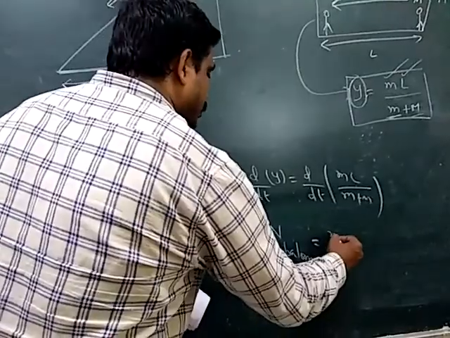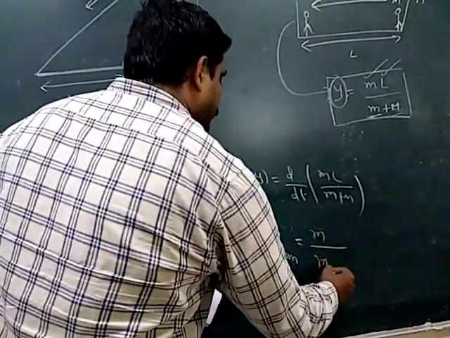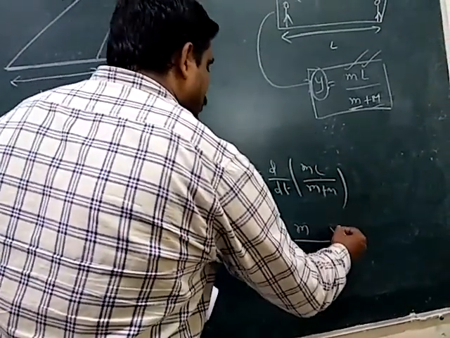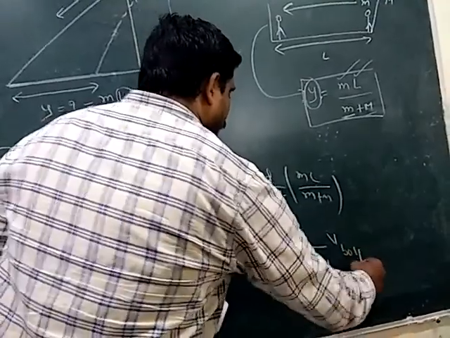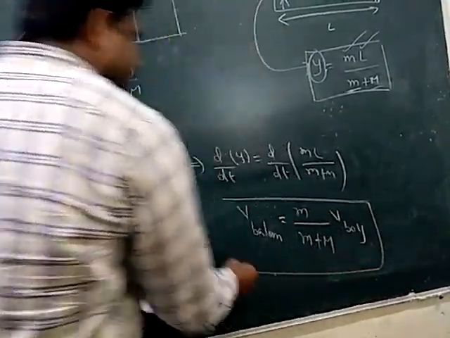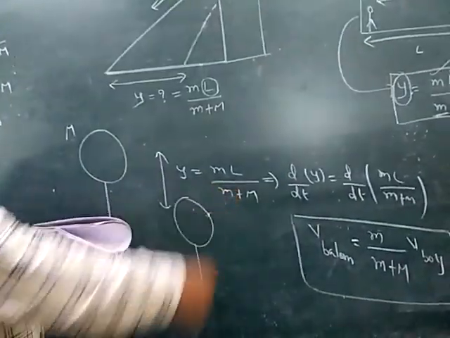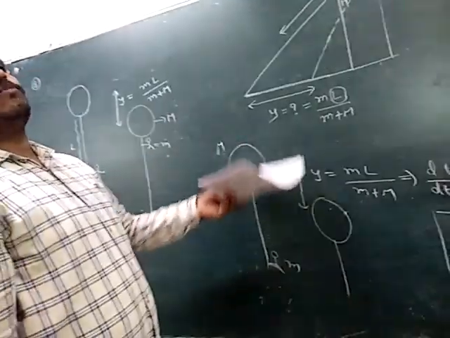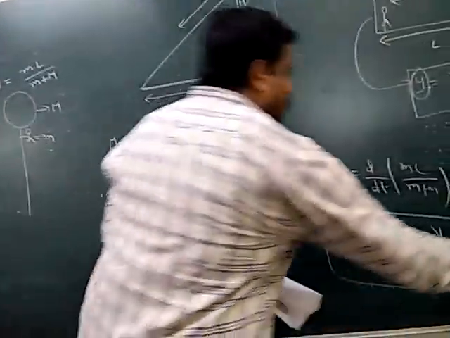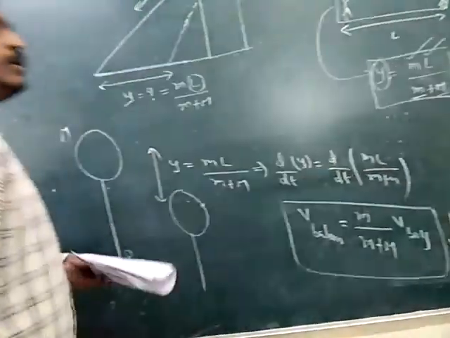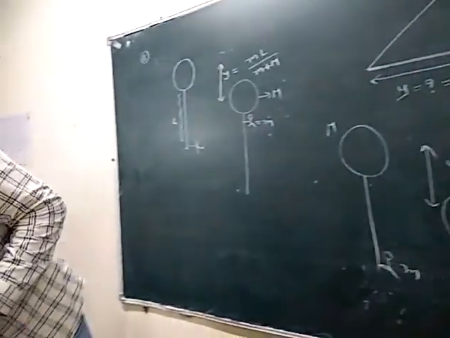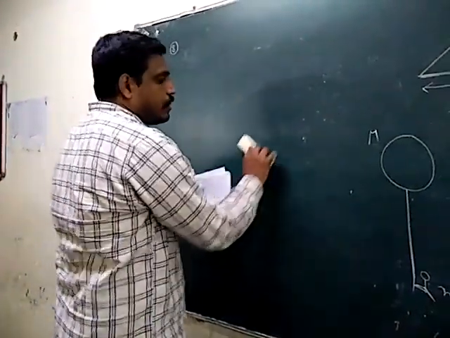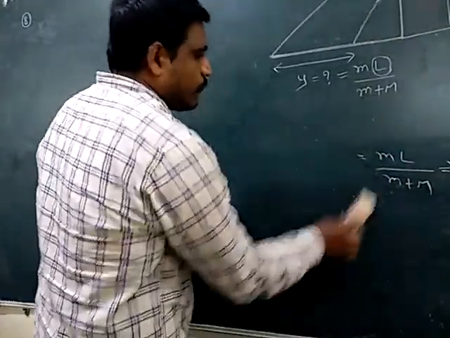Here the constant is common: small m by small m plus capital M times dL by dt. Distance by time is called velocity. This is the velocity of the boy. This is the formula between the velocity of the balloon and the velocity of the boy or man. Here the man moves upward, the balloon moves downward. In this situation, the balloon moves downward with a velocity of small m by capital M into the velocity of the man, or the velocity of the boy, or the velocity of the monkey. Next problem.